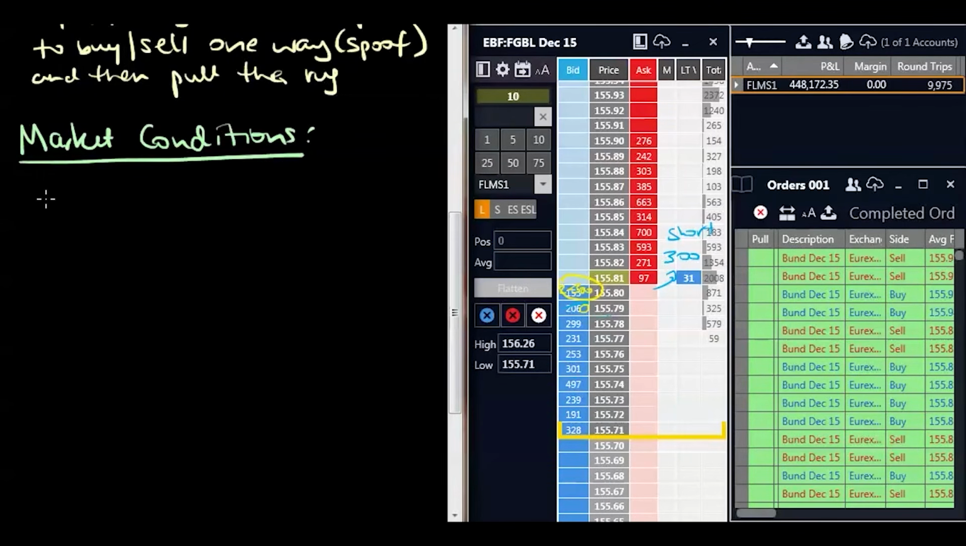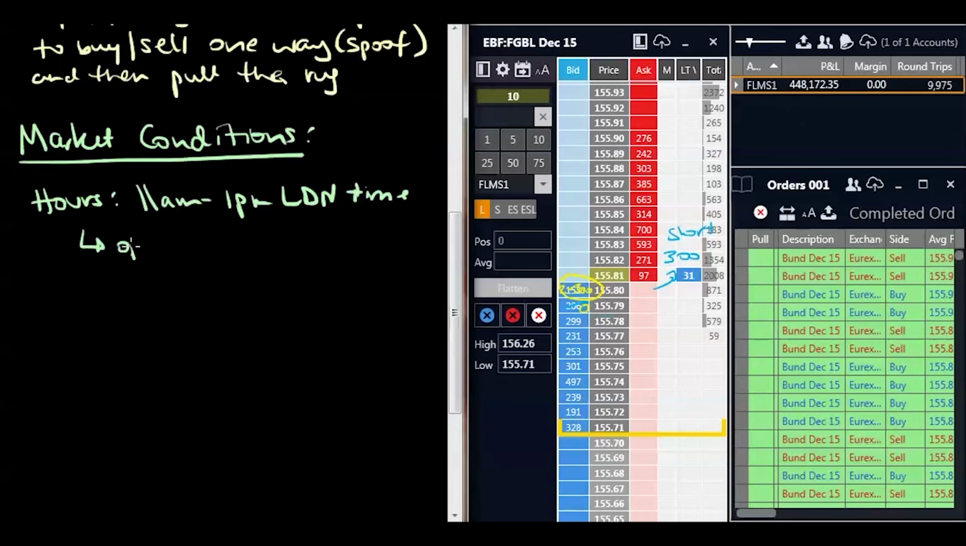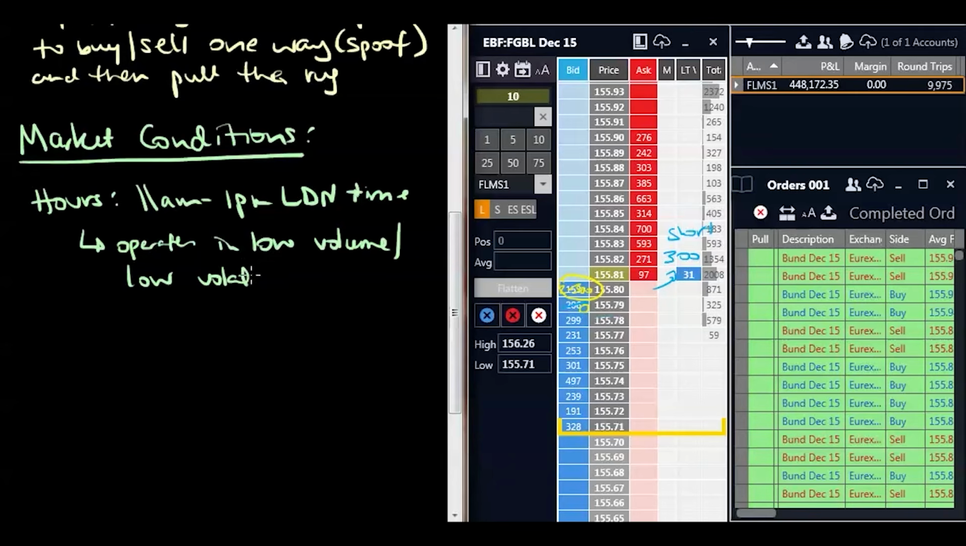But usually the hours you'll find this in, for example, in the Bund, and it'll change from each market, you'll find it between 11 a.m. and 1 p.m. London time. And this is because the flipper likes to operate. So it operates in low volume, low volatility markets.